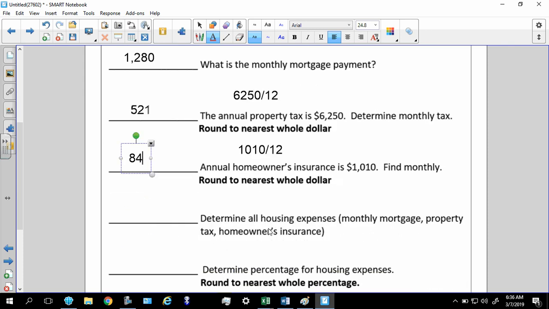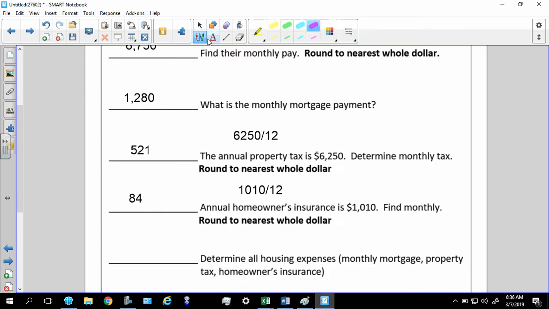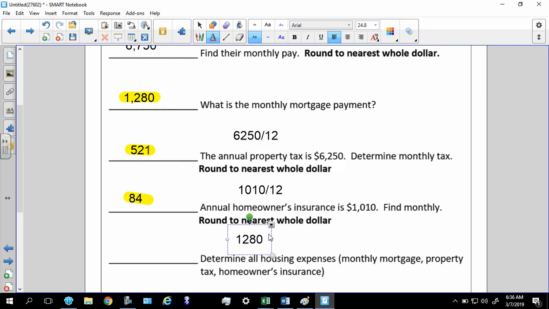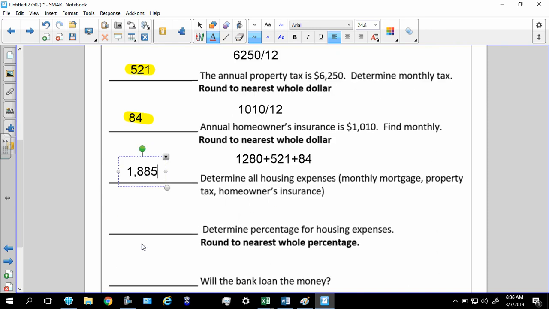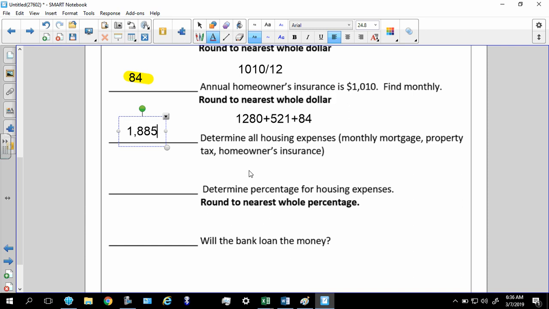So it's determine all the housing expenses. All the housing expenses is very similar to the front end ratio. This guy, that guy, add it all together. So for my visual learners, 1,280 plus 521 plus 84. And you get 1,885. Determine the percentage for the housing expenses.